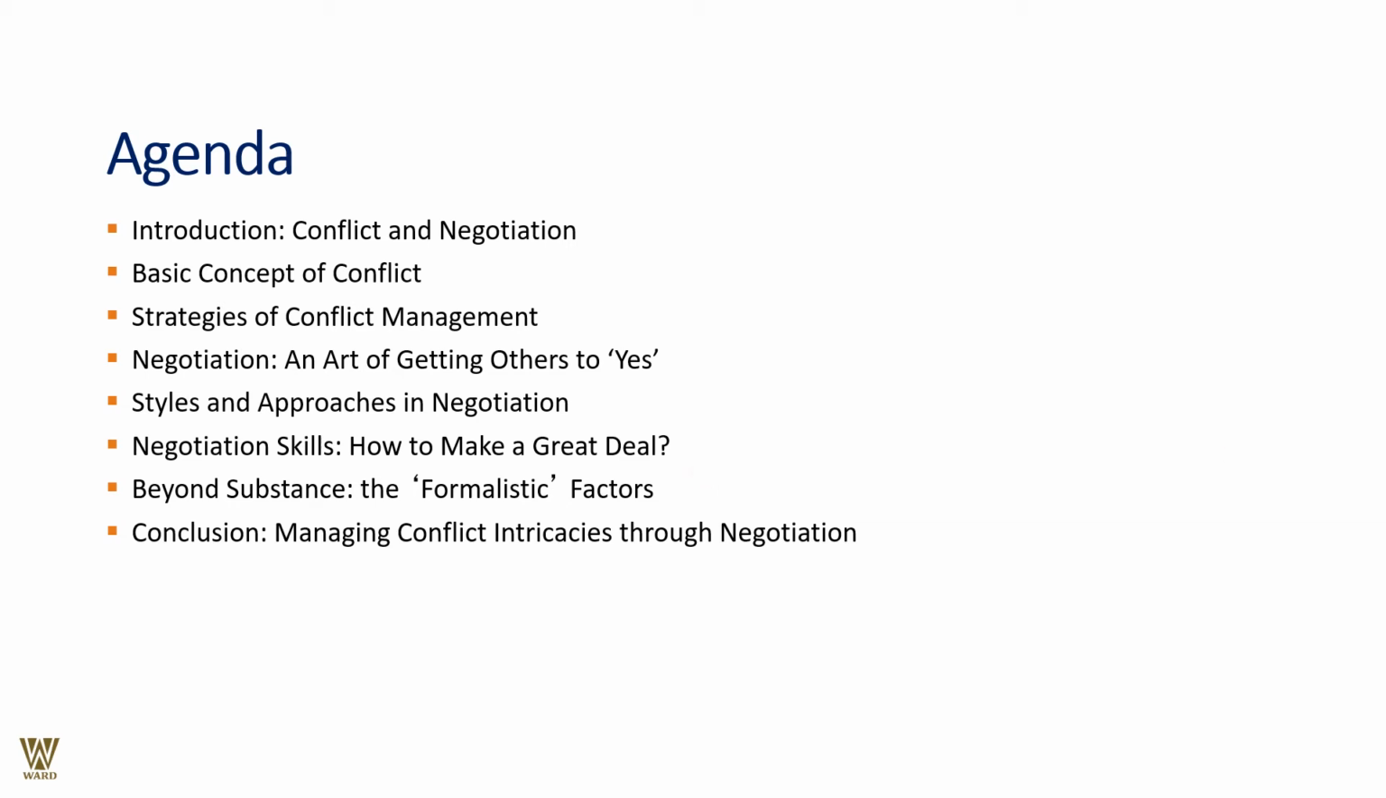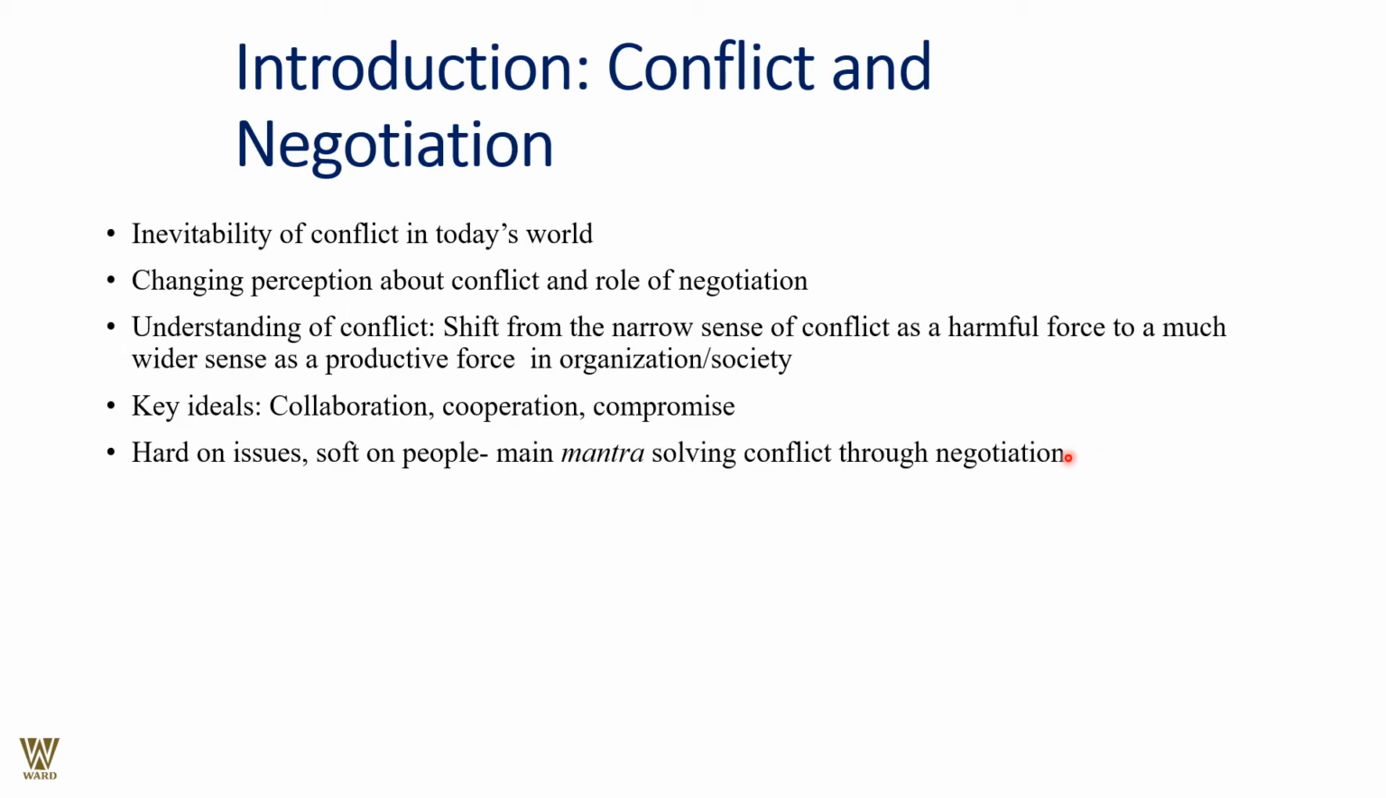So let us proceed. Introductions: inevitably, conflict is prevalent across the environment. You name it, we have conflict both in our personal life and in professional life. We have conflict in our society, in our community. We have conflict in the world as a whole. So conflict is inevitable. We just cannot avoid it. Changing perceptions about conflict and the role of negotiation is what we need to understand.